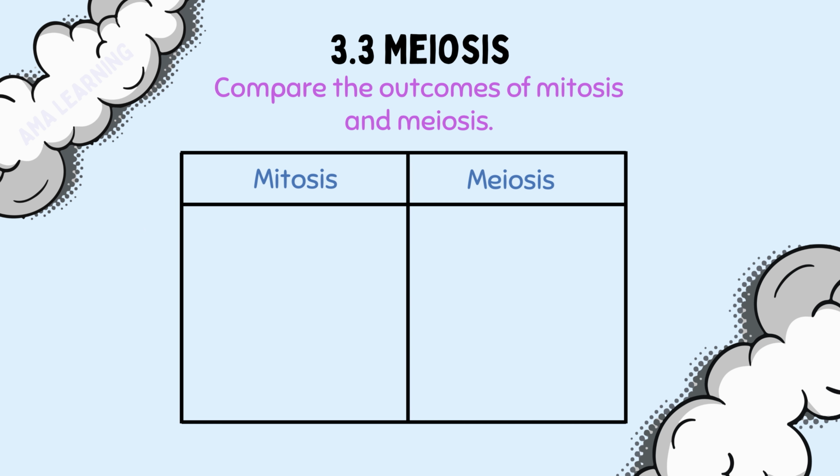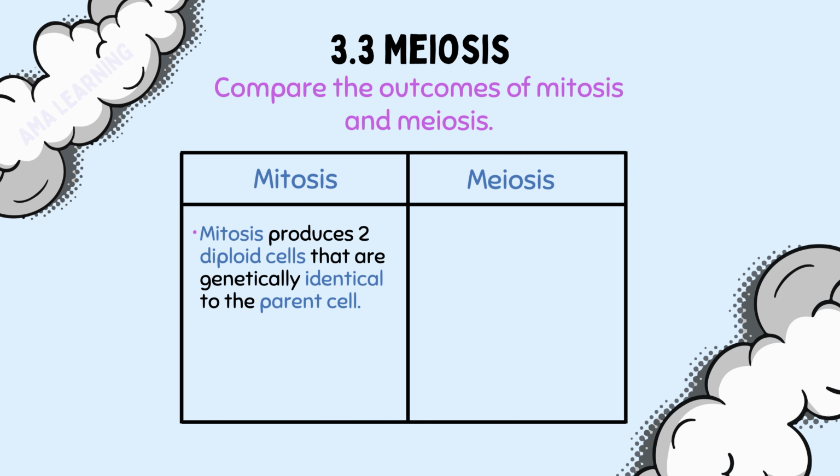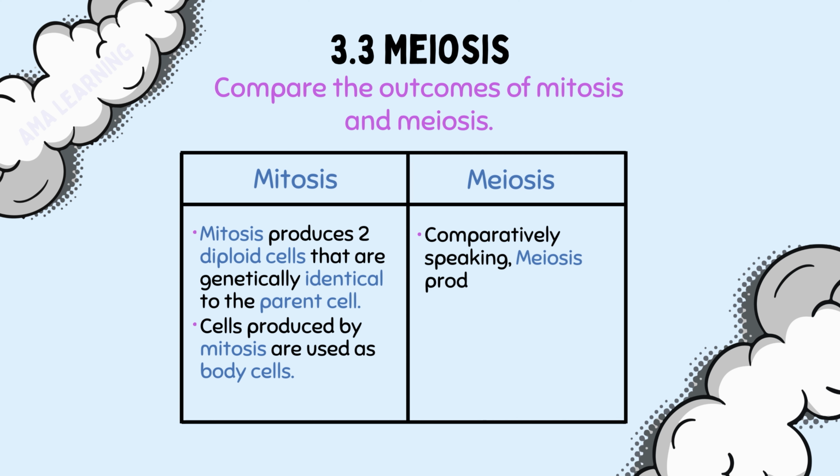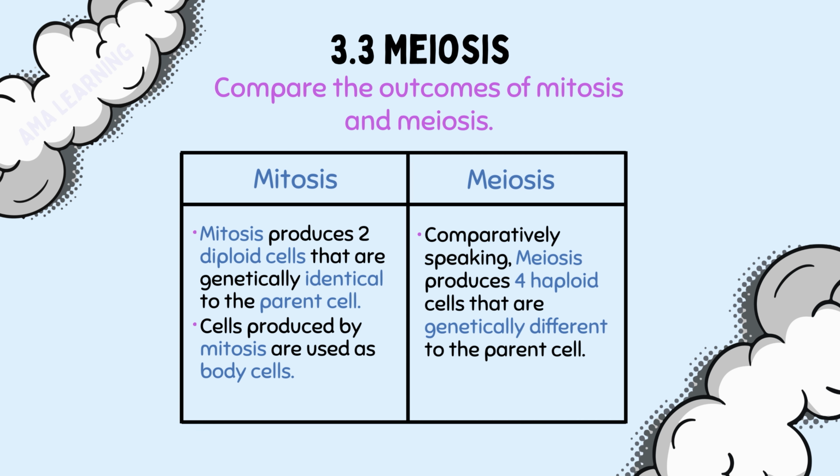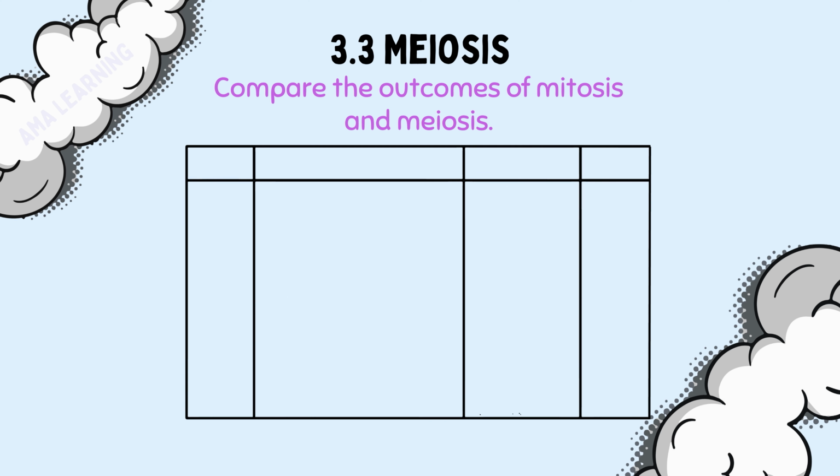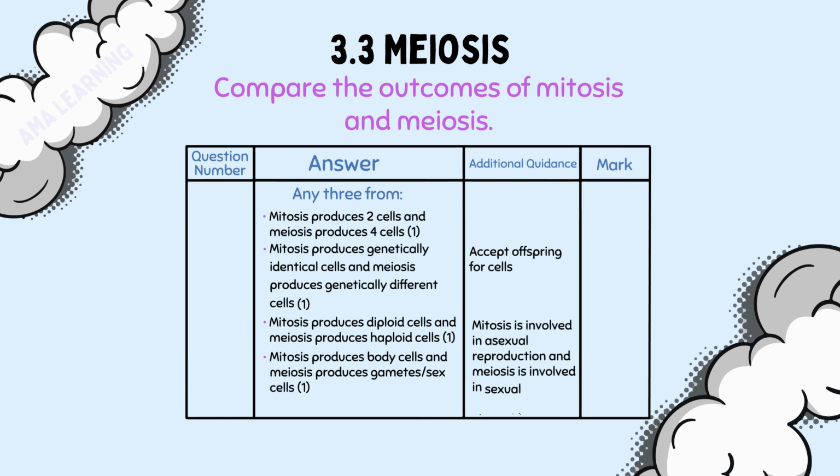We know from our learning from this video and the 2.3 products of mitosis video that mitosis produces 2 diploid cells that are genetically identical to the parent cell. Additionally, we know that cells produced by mitosis are used as body cells. Comparatively speaking, meiosis produces 4 haploid cells that are genetically different to the parent cell. Additionally, we know that meiosis produces gametes or sex cells. If we compare our learning to the mark scheme, we would have achieved 3 out of the 3 available marks, so full marks.